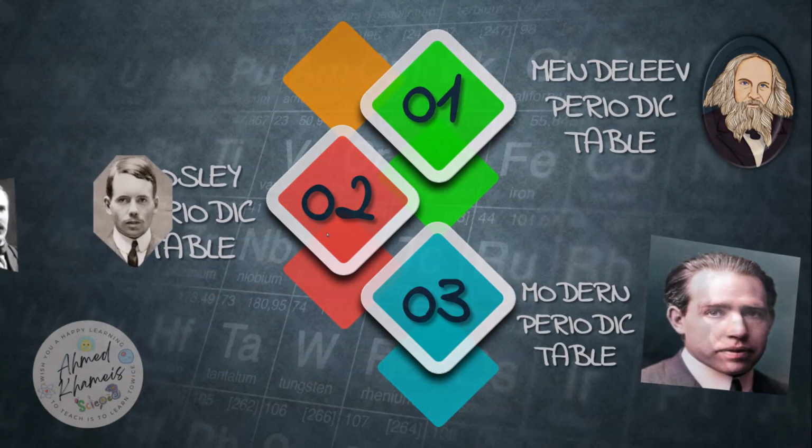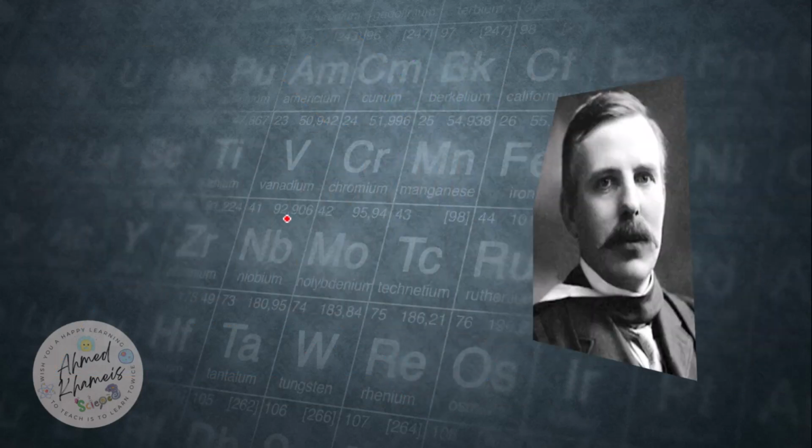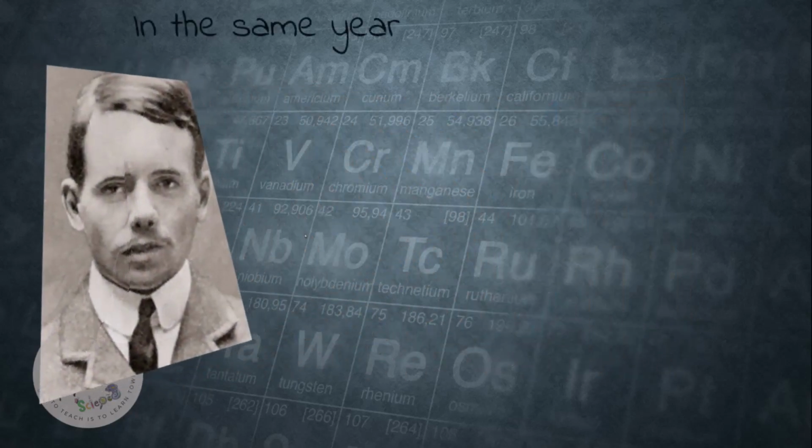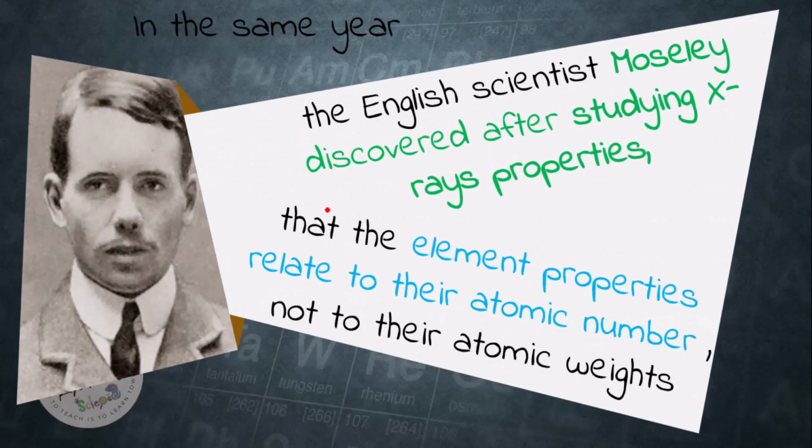Then, in 1913, the New Zealand scientist Rutherford discovered that the nucleus of the atom contains positively charged particles called protons, and in the same year, the English scientist Moseley discovered, after studying X-ray properties, that the elements' properties relate to their atomic number, not to their atomic weights.